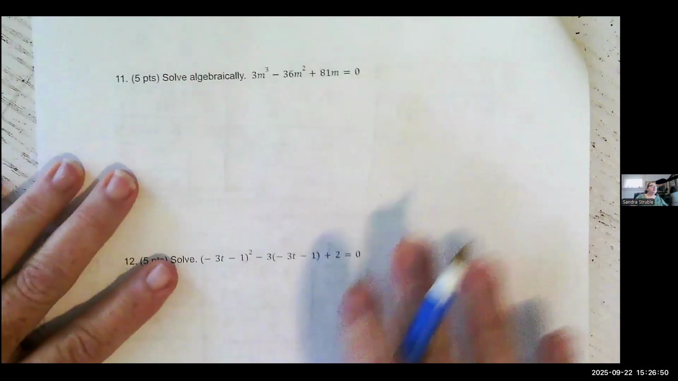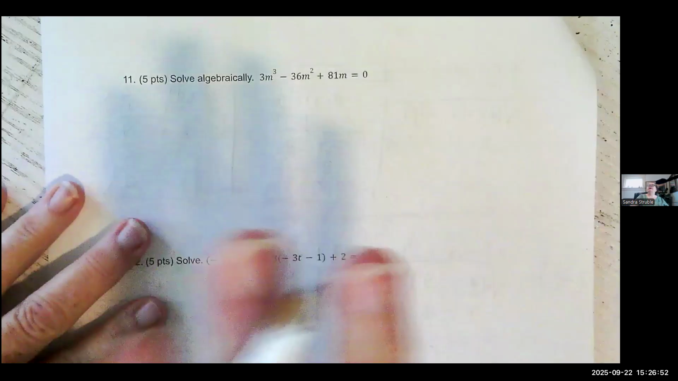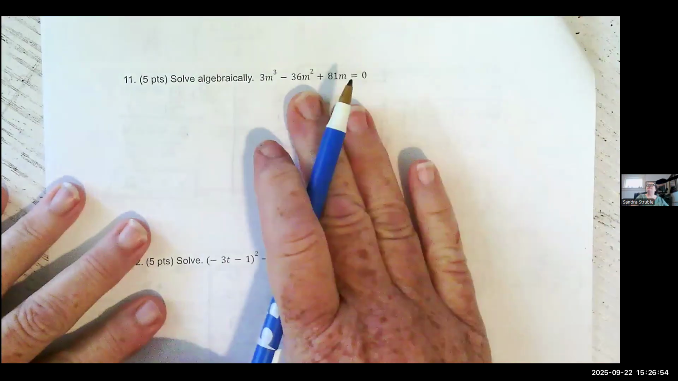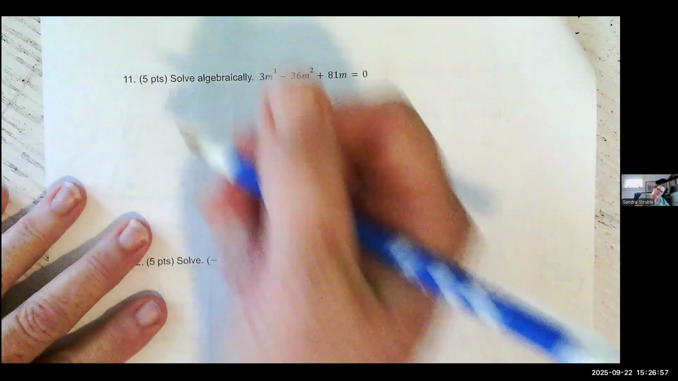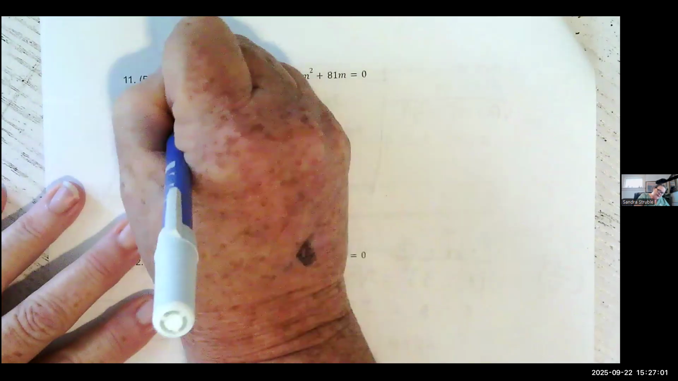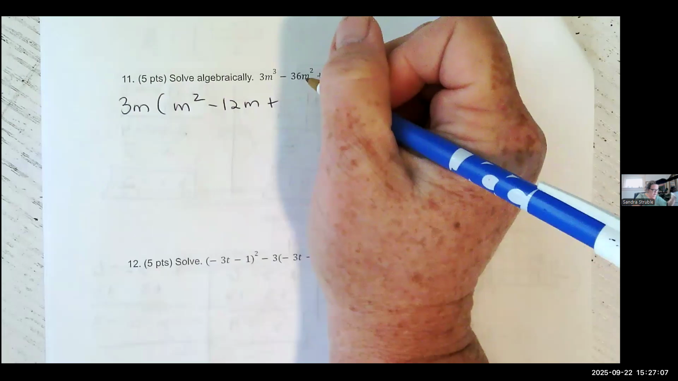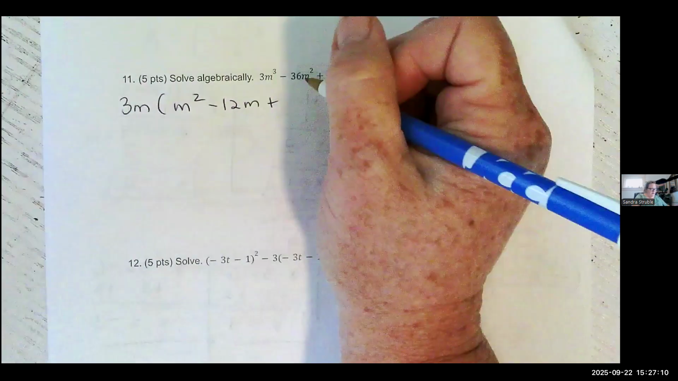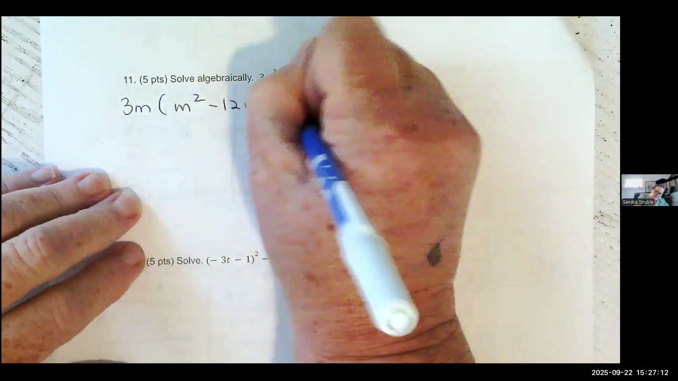Solve algebraically. I didn't care how you solved it. The first thing I do when I see something like this is notice they all have a 3 and an m in common. So I factor out 3m, and I'm left with m squared minus 12m plus, I think it's 27. Let me double check here. Try not to use my calculator too much. Plus 27 is equal to 0.